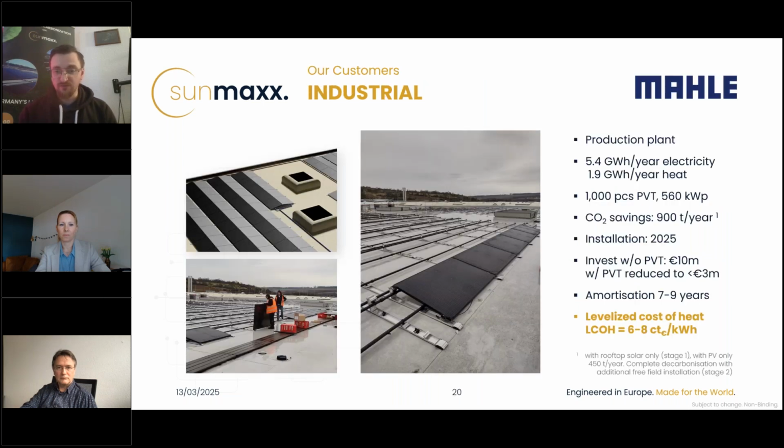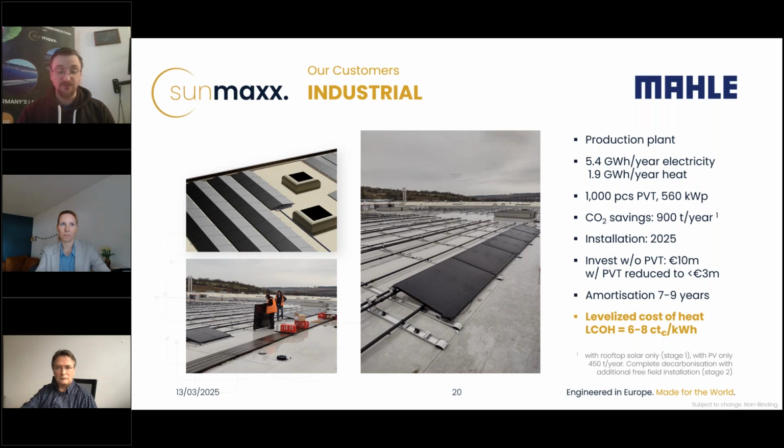Now we go to the biggest PVT project in Germany. We have here an industry plant with 1.9 gigawatt hours heat demand, and there we use 1000 modules of our PVT, combined with the earth probe field, and with that we can cover the heat demand of the building to 80%. And we have an amortization time, even in such big projects, of 7 up to 9 years, and levelized cost of heat from 6 up to 8 cents per kilowatt hour.